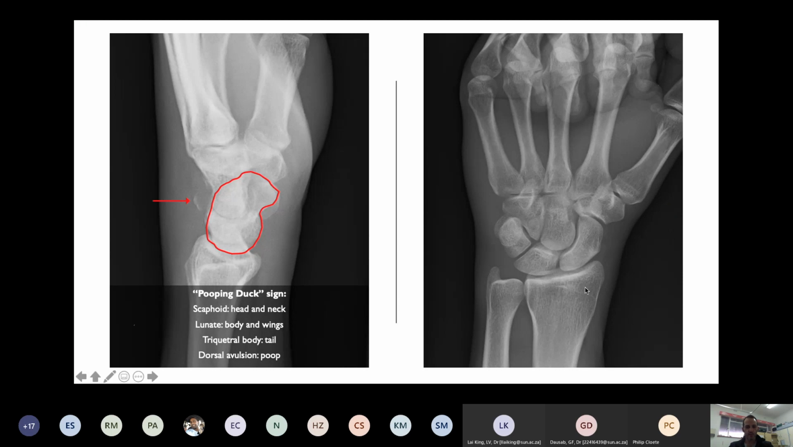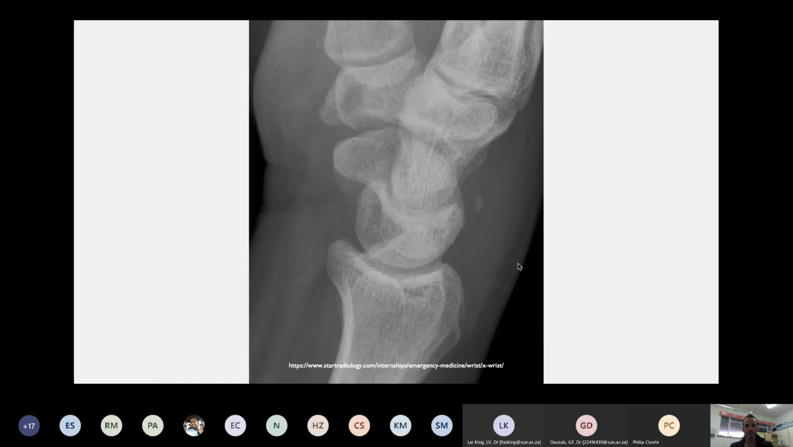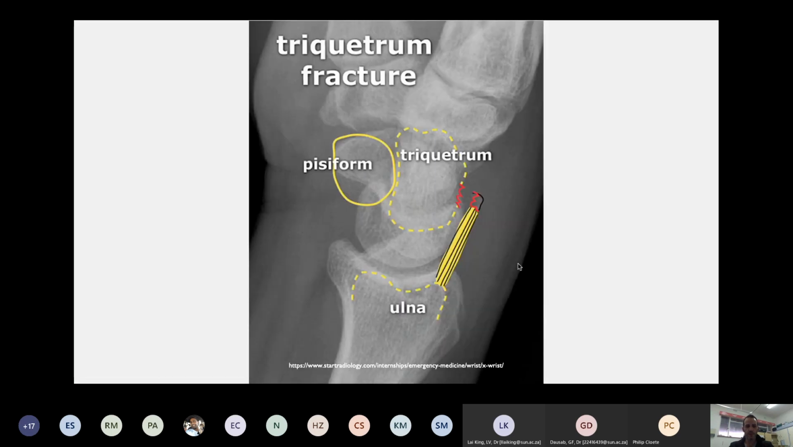The AP of the wrist looks plumb normal. So why we want to assess the AP is to make sure that there aren't associated ligamentous tears or other injuries. So there's the pooping duck. This is important because the ulnar triquetral ligament attaches to this little fragment of bone, and if that fragment is quite significantly displaced or there are associated body fractures, we need to think about other ligament tears.